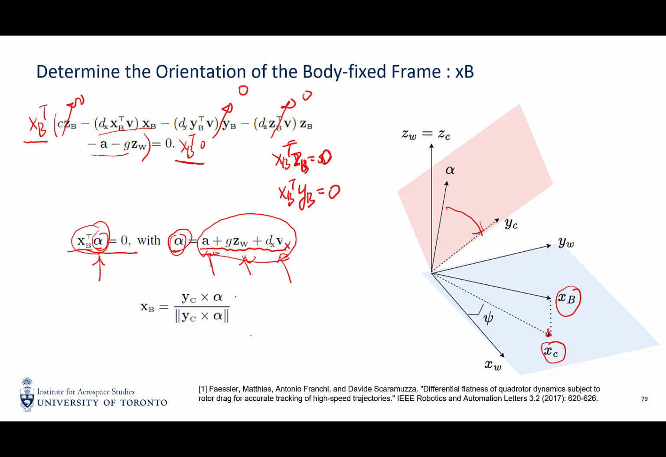Right? So this is yc, and this is alpha. This is a plane formed by the alpha and yc vectors. So the xb should be perpendicular to this plane. And the way we obtain it is that we just use the yc cross product alpha to obtain the xb.